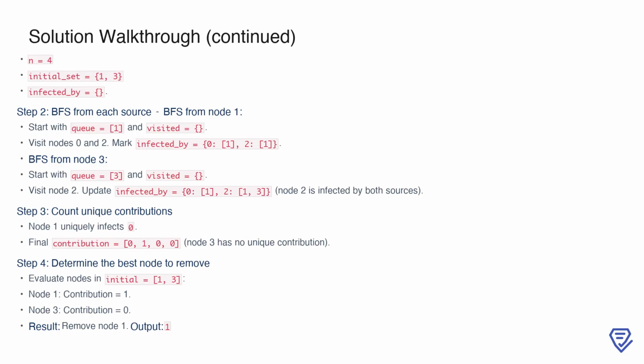As a result, nodes 0 and 2 are marked as infected by node 1, updating infected_by to 0: 1, 2: 1. Next, for node 3, we start with a queue containing node 3. From node 3, we visit node 2. Since node 2 is already infected by node 1, it is now marked as being infected by both nodes 1 and 3, resulting in infected_by equals 0: 1, 2: 1, 3. This tells us node 2 is infected by multiple sources, while node 0 is exclusively infected by node 1.